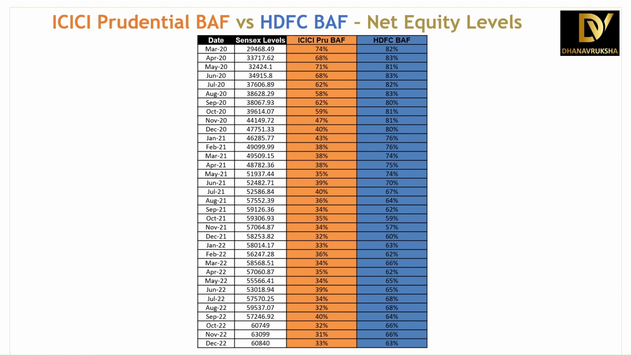So this particular chart is good enough to tell you funds can be so different, and in this particular case, somebody who is a conservative investor should have chosen an ICICI BAF, and somebody who is aggressive should have taken an HDFC BAF that would suit his risk appetite.